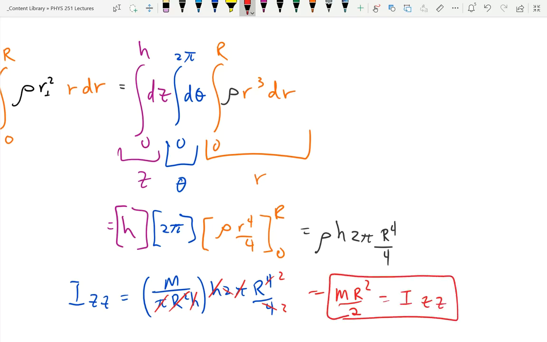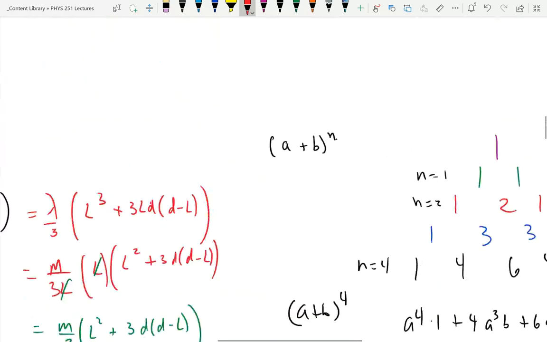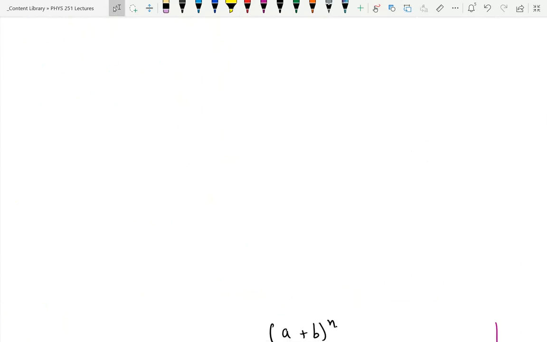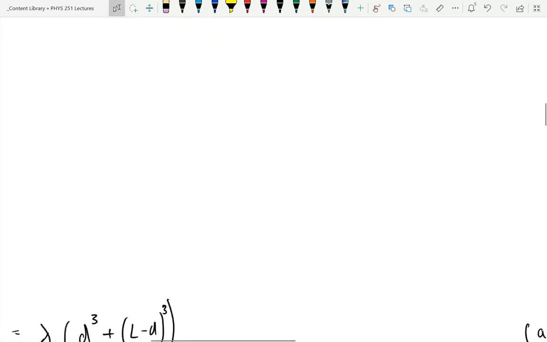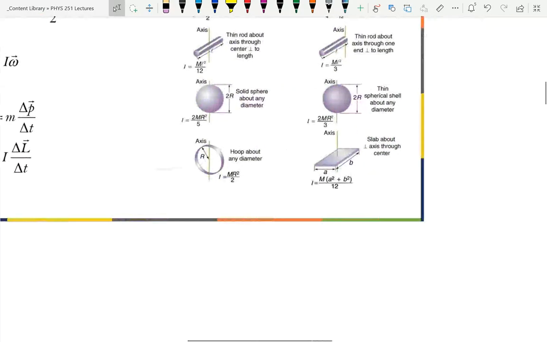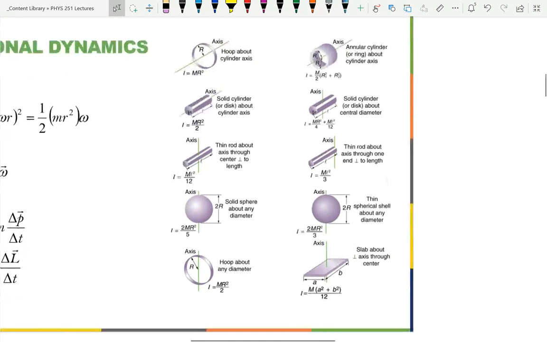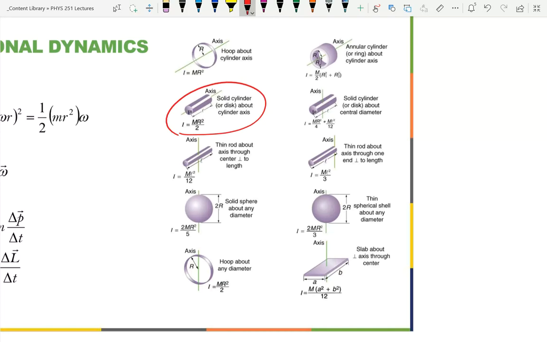And scroll up to the table. Scroll up to our table, and that's what it says. Yeah, it's just further up. Yep, I thought I was right on. So that was for a cylinder about its symmetry axis. Feeling good?